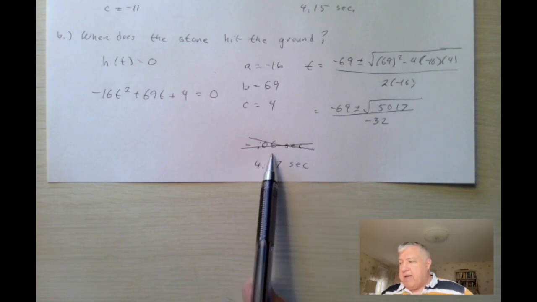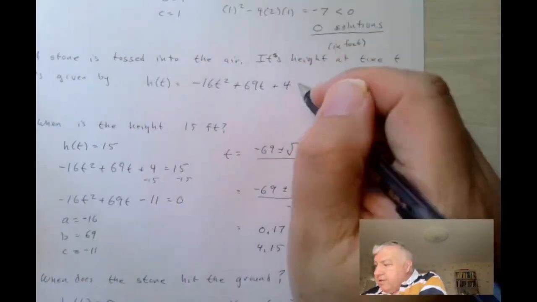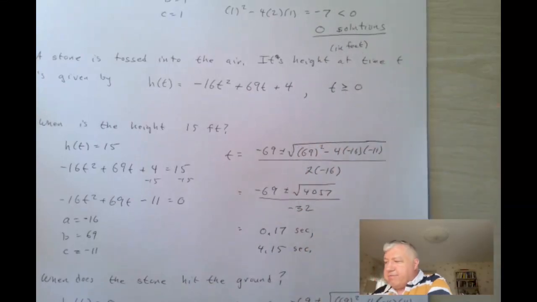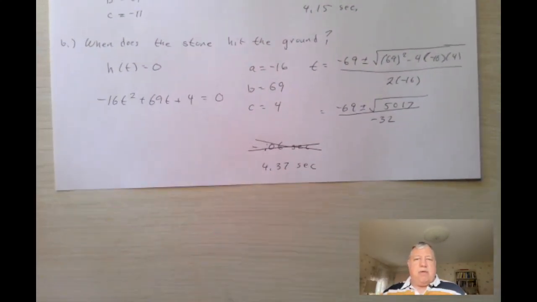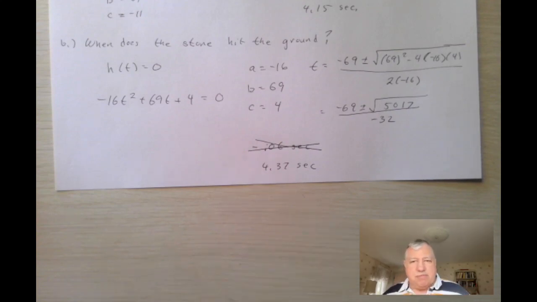It really doesn't make sense to say that 0.06 seconds before it was tossed, the stone was on the ground. That's not true. So when we see an equation like this, we're really assuming that t is greater than or equal to 0. And obviously, after it hits the ground, it doesn't continue sinking into the ground. So this equation just models it for a very short amount of time, from 0 to 4.37 seconds.